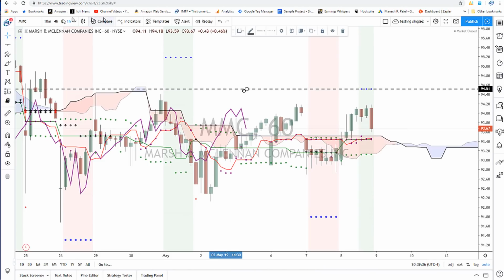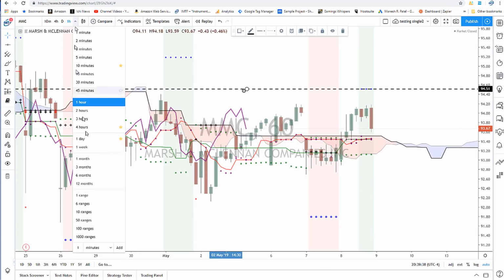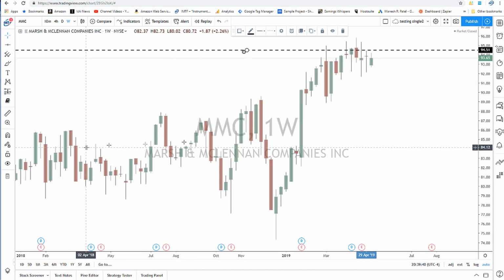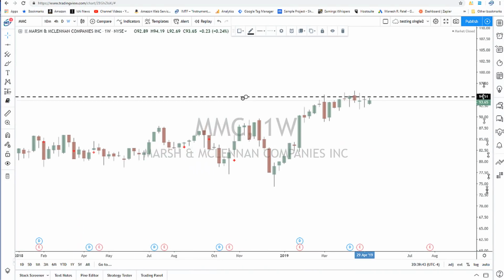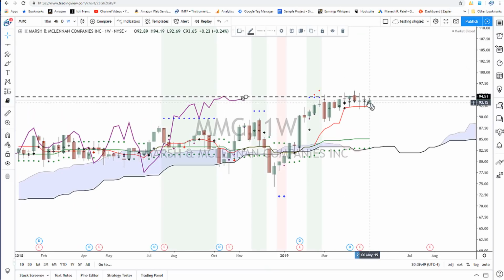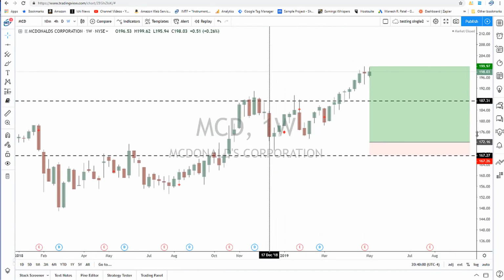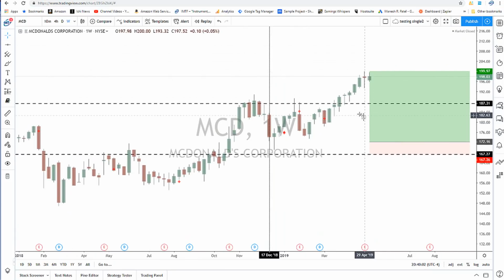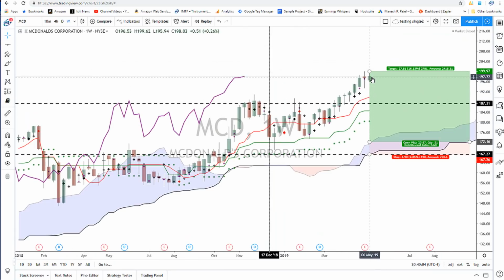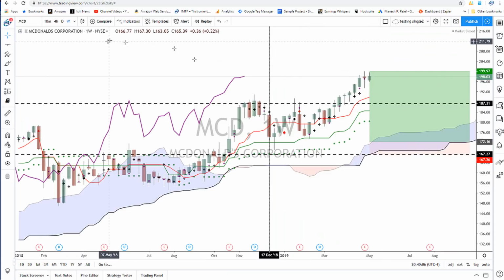If I come here to the weekly time frame for MMC, you could see that basically it is bullish trending here. So even though the markets have gone down, MMC still has not been affected that much at all, and it's still bullish trending. Okay, then the next one was McDonald's. This doesn't have a bullish setup on a 240 minute, a 4 hour. However, the weekly is still bullish, and there's a 60 minute potential trade for a breakout.